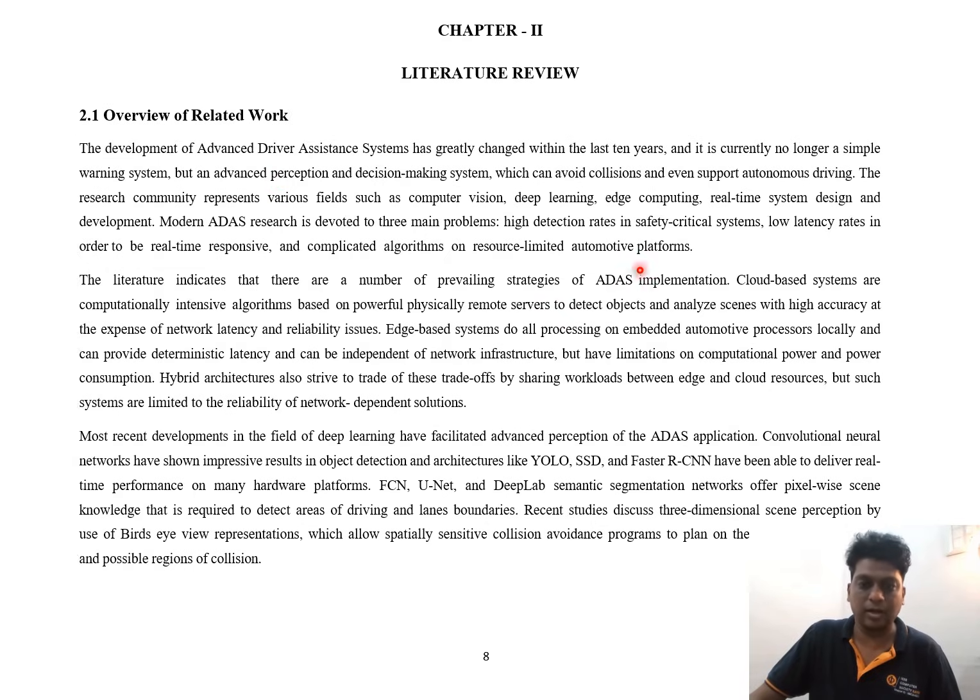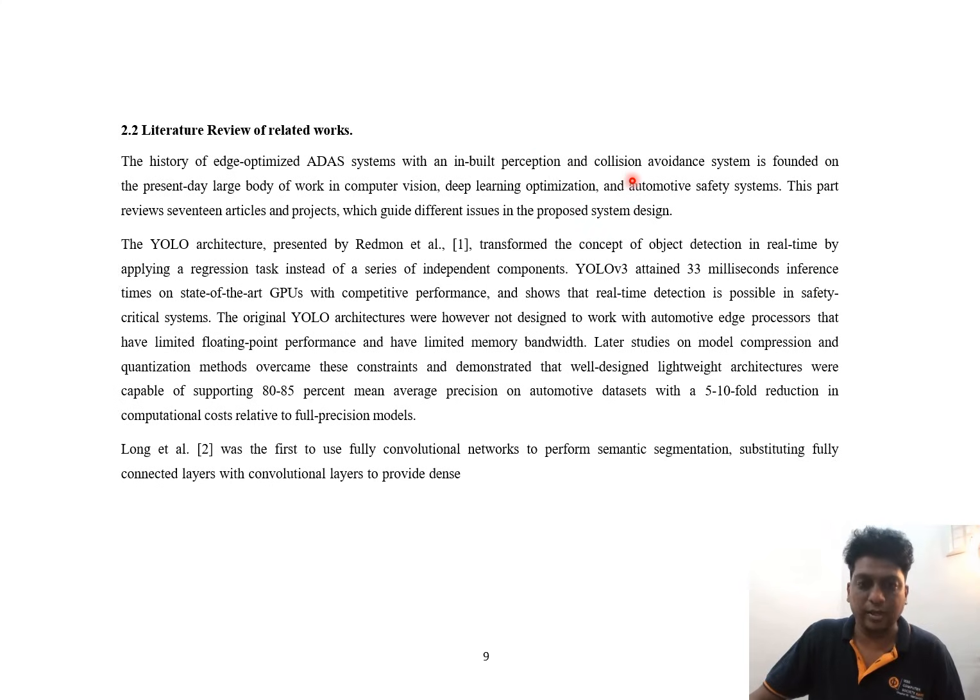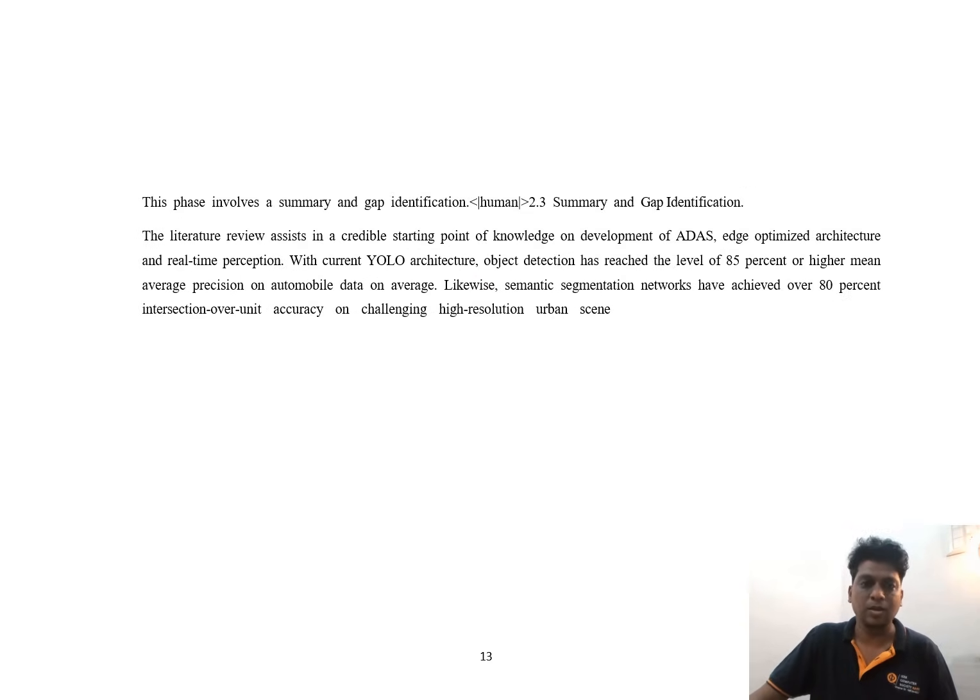So previously, what are the works that have been done and what type of algorithm they have implemented, that we have to check. Then the literature review of the related works should be mentioned, and it's a way of citation. It should be in a proper order like 1, 2. Likewise, you should include all your references. Then we should identify the research gaps from the survey.